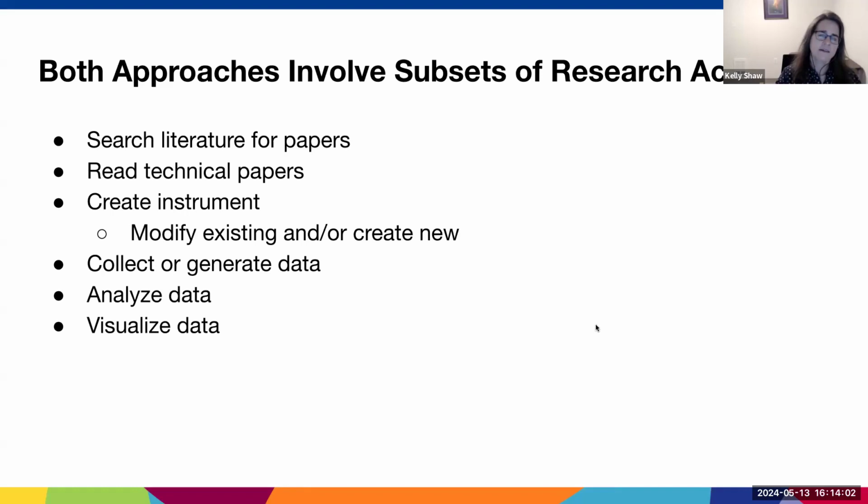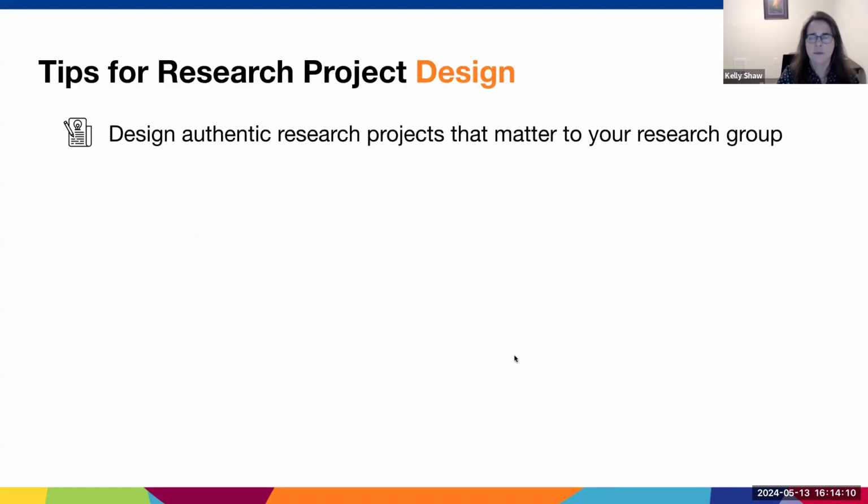So now that we have an idea of how we can think about designing project ideas for students, let's dive a little more into tips for creating that project design. The first thing I'm going to mention is you want to design an authentic research project that matters to your research group, right? You want the student to work on a project that is going to push the boundaries of scientific understanding because that's what your research group does. And the student wants that too. They also want to work on projects that are realistically what it means to work on research, right?